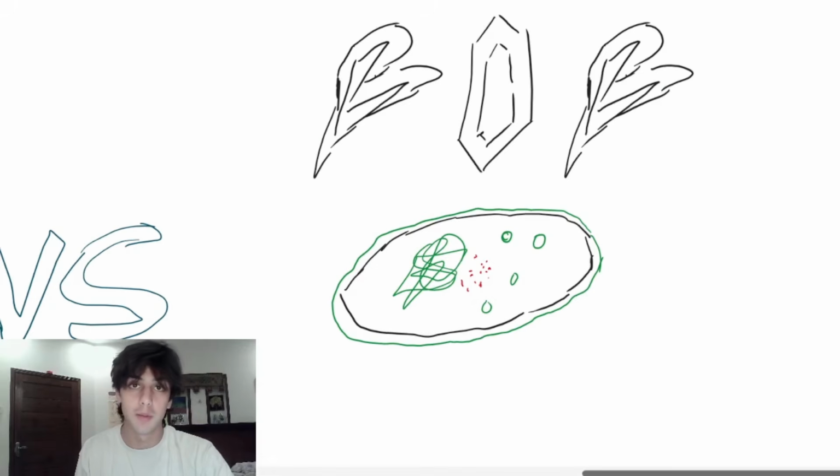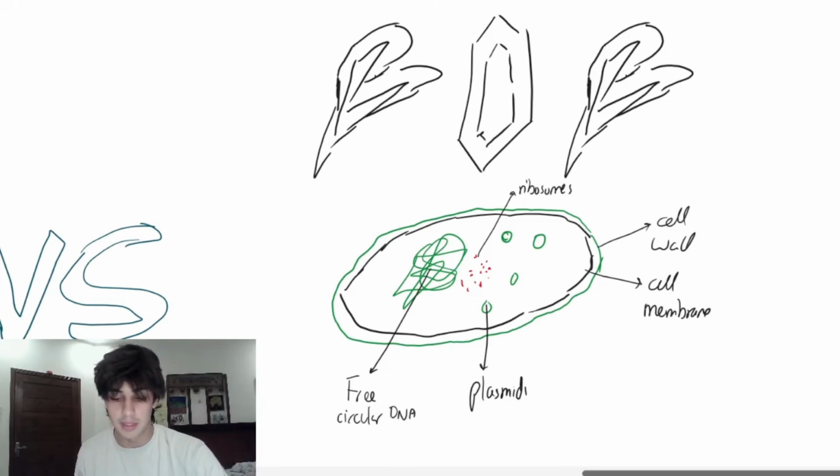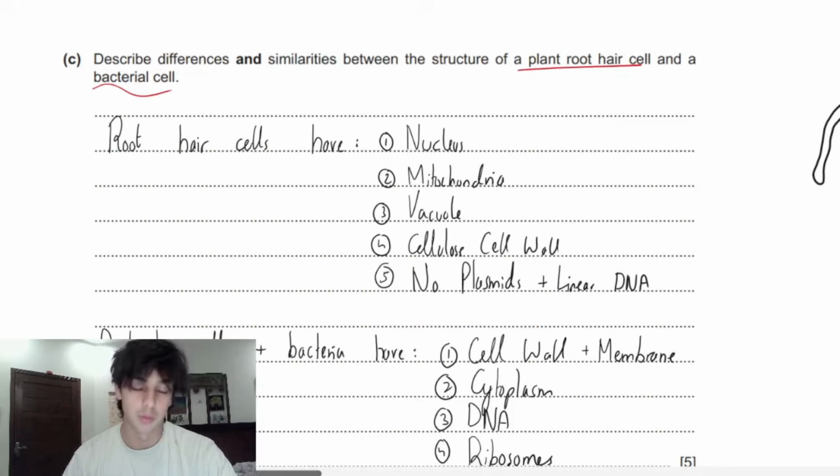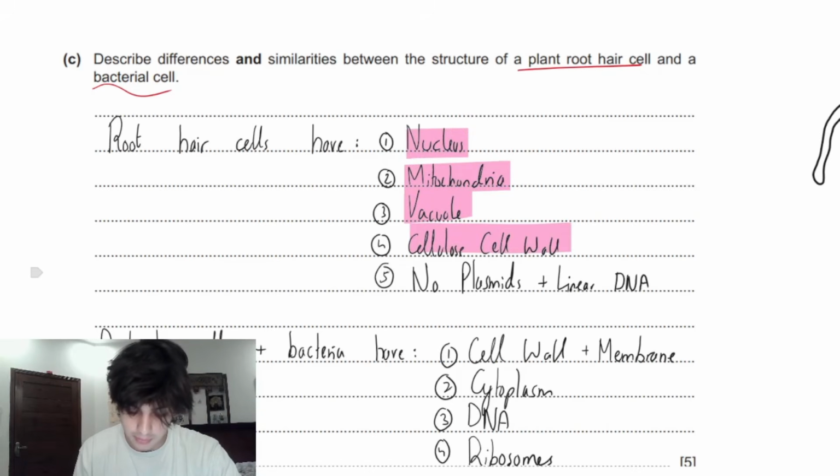Now if you talk about Bob, Bob also has certain features. Let's look at them. Over here, we're going to have ribosomes, cell wall, cell membrane, plasmid, and free circular DNA. If you recall, we use the plasmids for genetic modification. So over here, we're going to see a few differences. As we mentioned, the root hair cells have a nucleus, mitochondria, vacuole, cellulose cell wall, they don't have plasmids, and they have linear DNA. Whereas the bacteria have circular DNA.